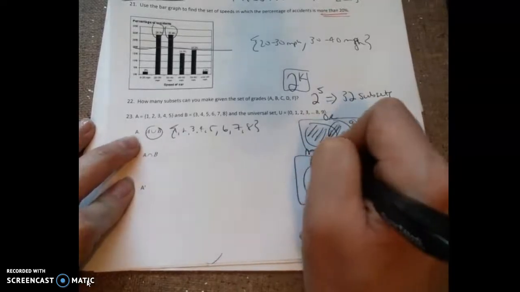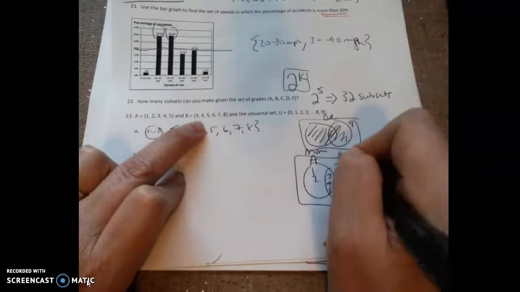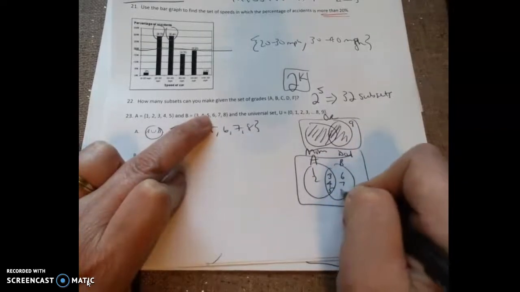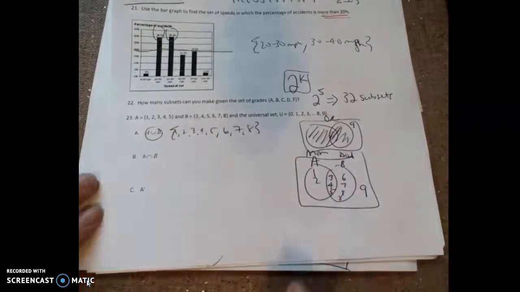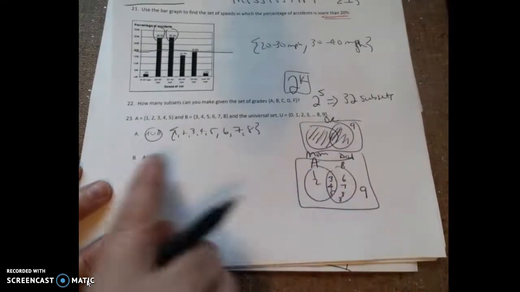We'll say A is my mom's junk. So she has 1, 2, 3, 4, 5. My dad shares some junk with my mom, 3, 4, 5, but then he has his own stuff, 6, 7, 8, and then 9, neither one of them has. So union is all this together, all shaded.